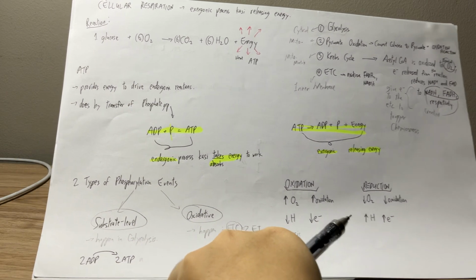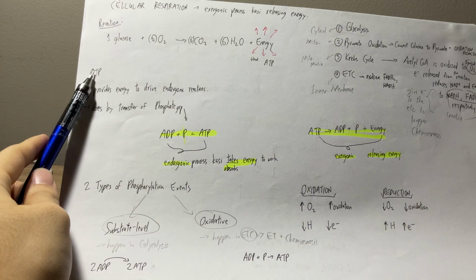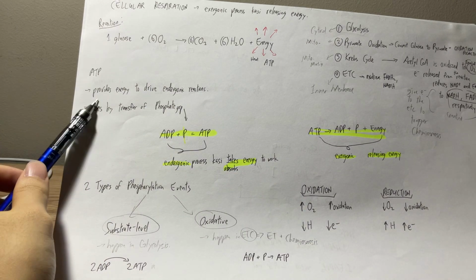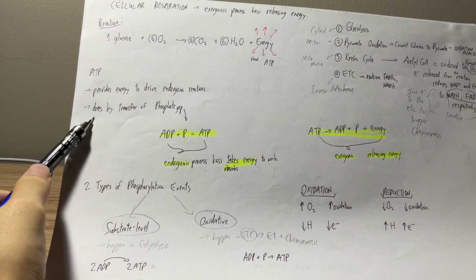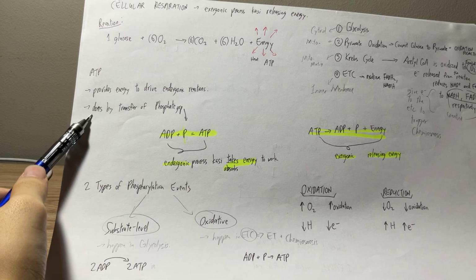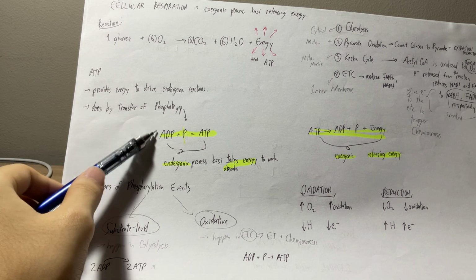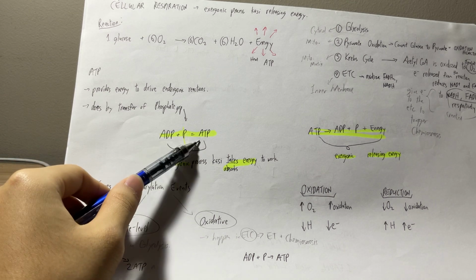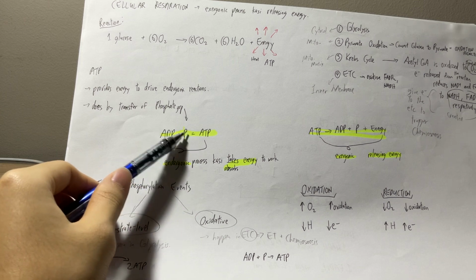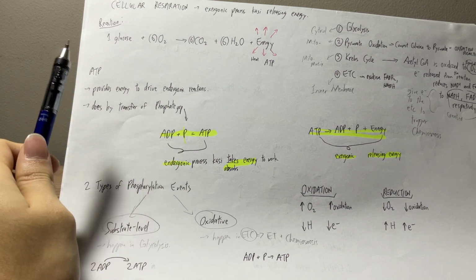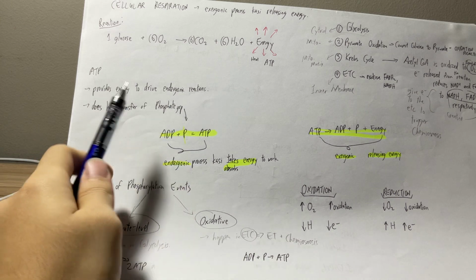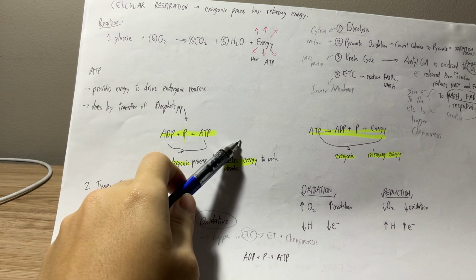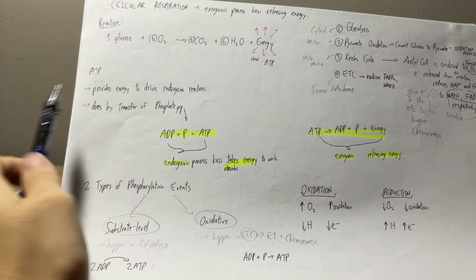ATP, or in other words, adenosine triphosphate with 3 phosphate groups. This provides energy to drive endergonic reactions, thus by the transfer of a phosphate group. So ADP plus P is equal to ATP. This is what happens in the energy payoff phase. In the energy investment phase, it's the other way around. ATP minus P, that's equal to ADP.